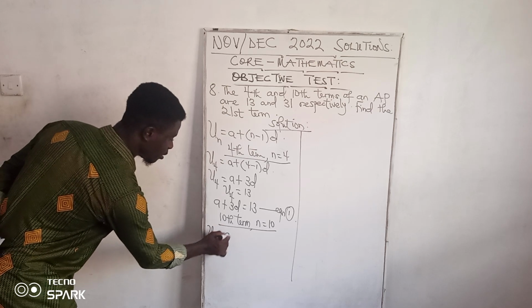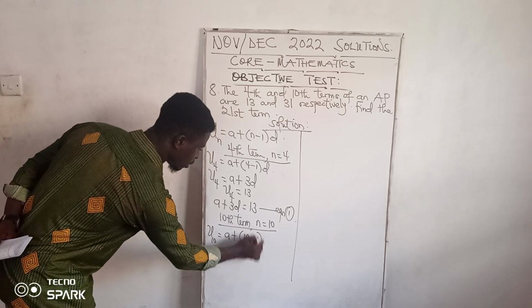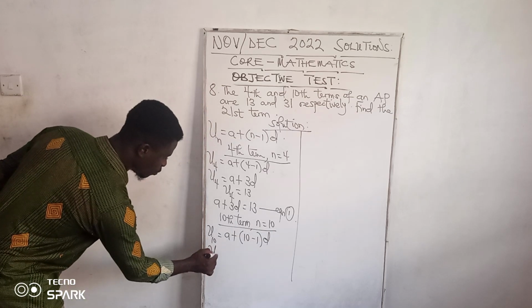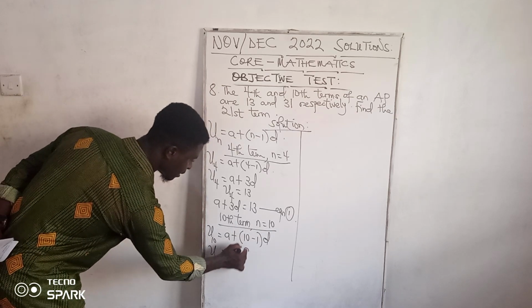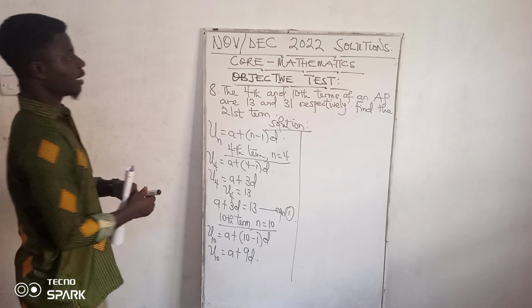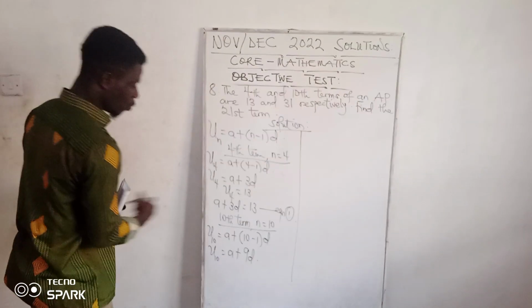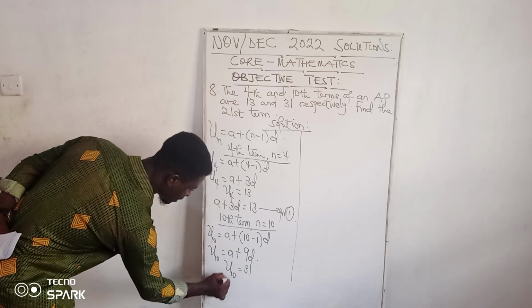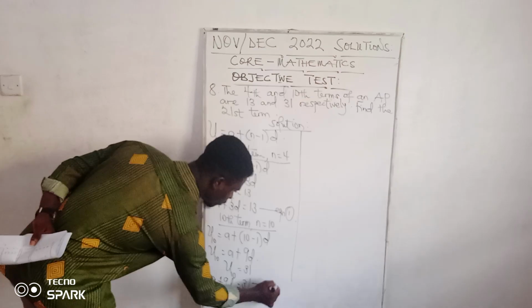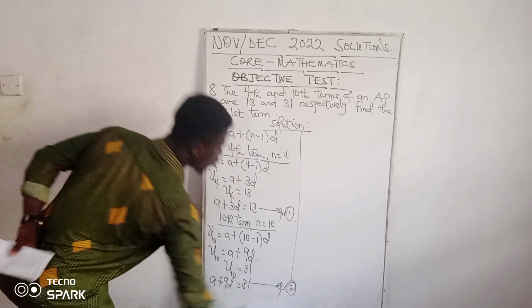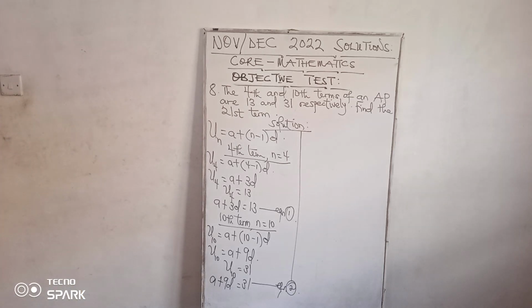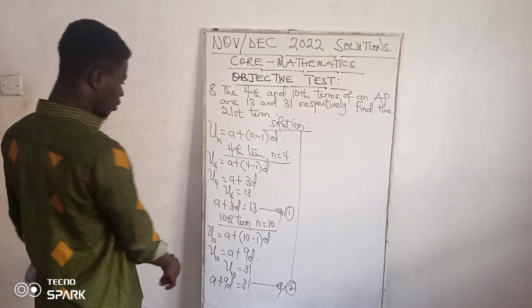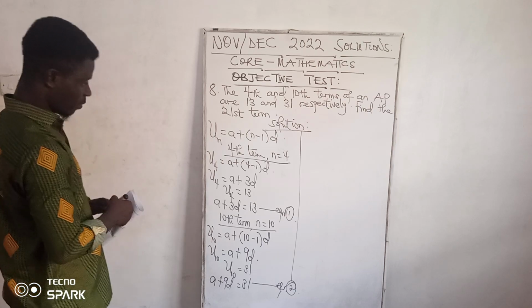So I have U10 equals a plus 10 minus 1 d. So I get U10 equals a plus 9d. And you know that the 10th term is what? 31. So I can say that my U10 equals 31. So I have a plus 9d equals 31, which is what? Equation 2. So kindly watch it carefully. So now we'll be solving equations 1 and 2 simultaneously.